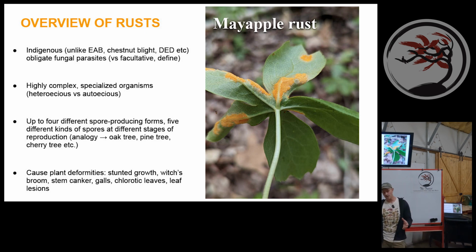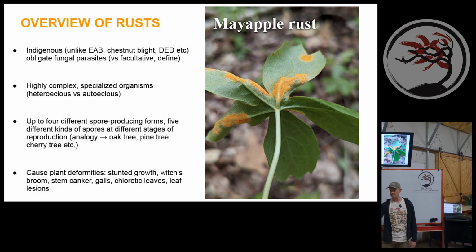What's crazy about rusts is they have up to 4 different kinds of spore-producing forms, and they can produce up to 5 spores. To put that into context, maybe in language that's more relatable, it would be like, let's say you have an oak. The oak produces an acorn. You plant the acorn. It grows a cherry tree.